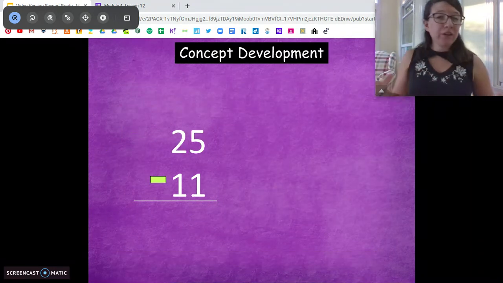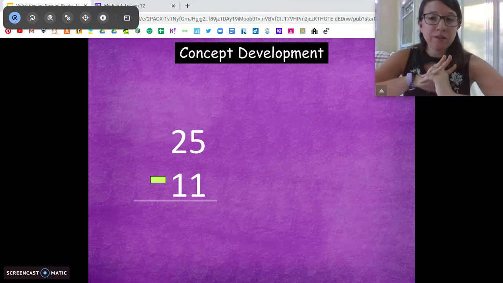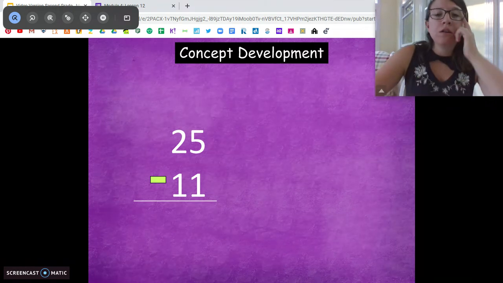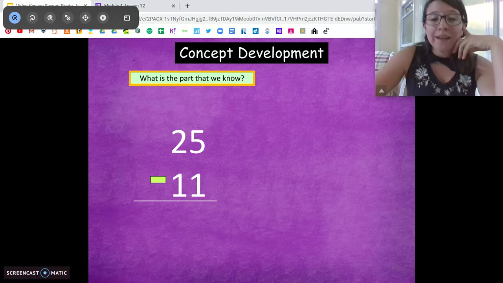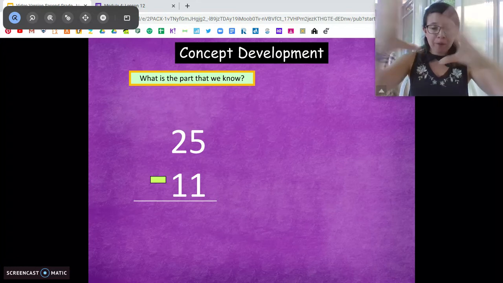Okay, I don't want you to write anything yet because I just want to go over this. We're going to go over how to use the vertical method to subtract without using a place value chart. All right, here's how. So first problem is 25 minus 11. What is the part that we know? Remember, when we do subtraction, your whole is your top number, part.